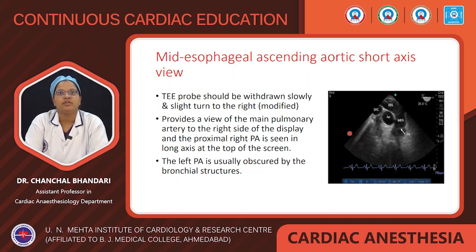Another view is the midesophageal ascending aortic short axis view. From the midesophageal ascending short axis view, we have to slightly turn the probe to the right side. In this view, we can see the main pulmonary artery and the right pulmonary artery, which is displayed on the right side of the screen. The pulmonary valve is not visualized in this view, while the left pulmonary artery is usually obscured by the bronchial structures.